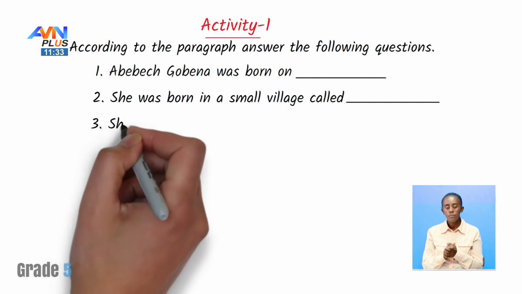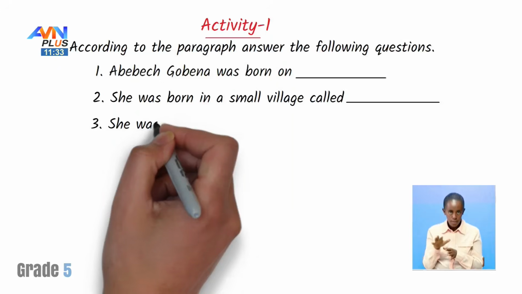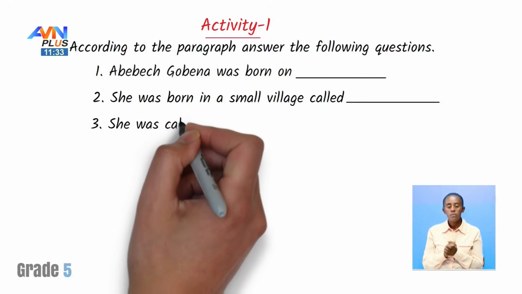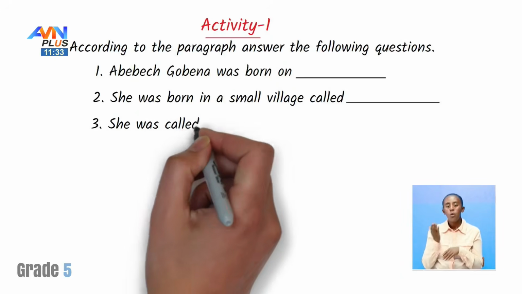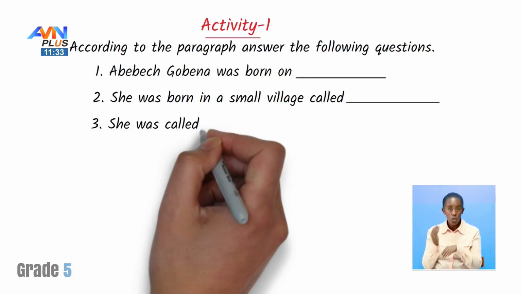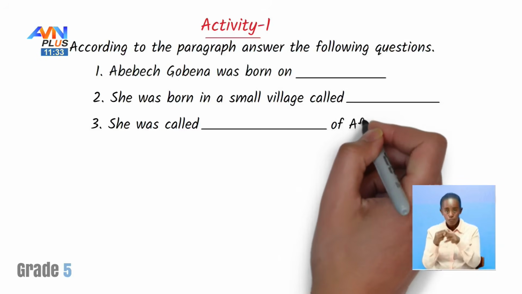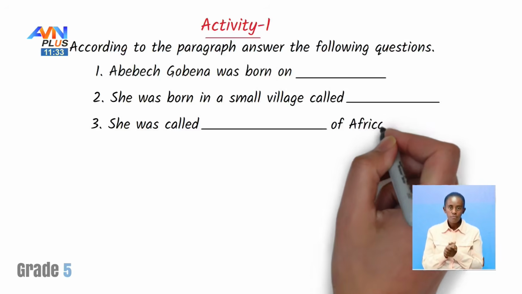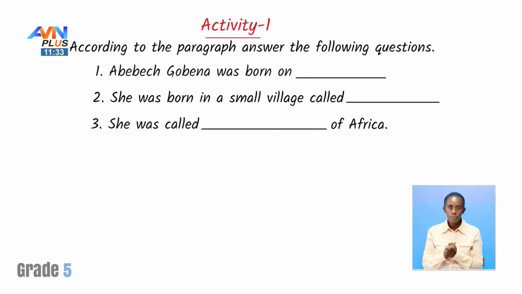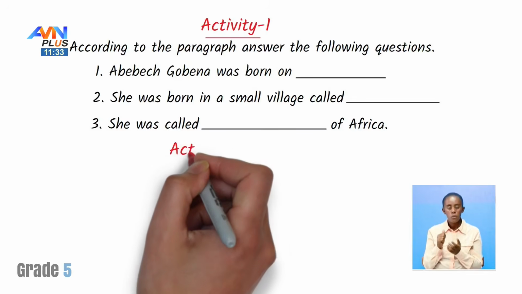Number 3. She was called the blank of Africa. Nice. And another one will be here.